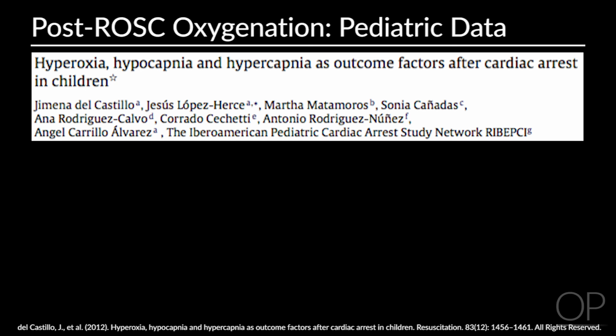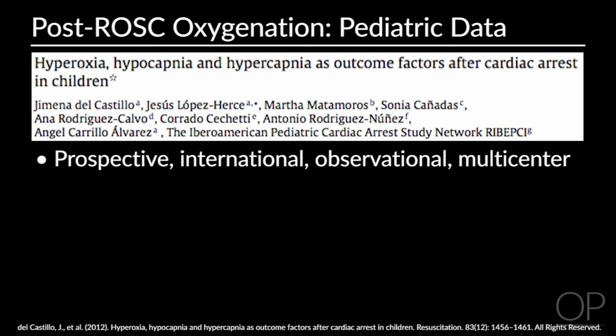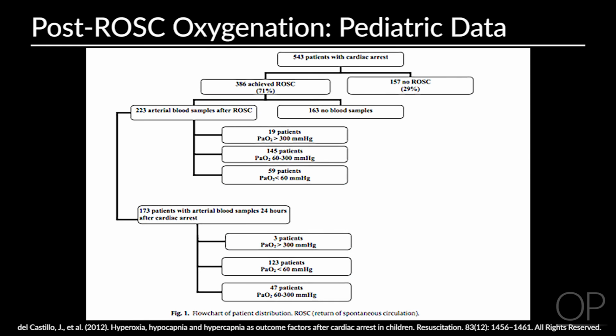And what it ended up showing, their study design, this was a prospective international observational multi-center study, and they ended up using the same kind of cutoffs to define hyperoxia, hypoxia, and normoxia. So hyperoxia being PaO2 of 300 or greater, hypoxia being less than 60. Interestingly, they also looked at the relationship of PaCO2 and outcomes.